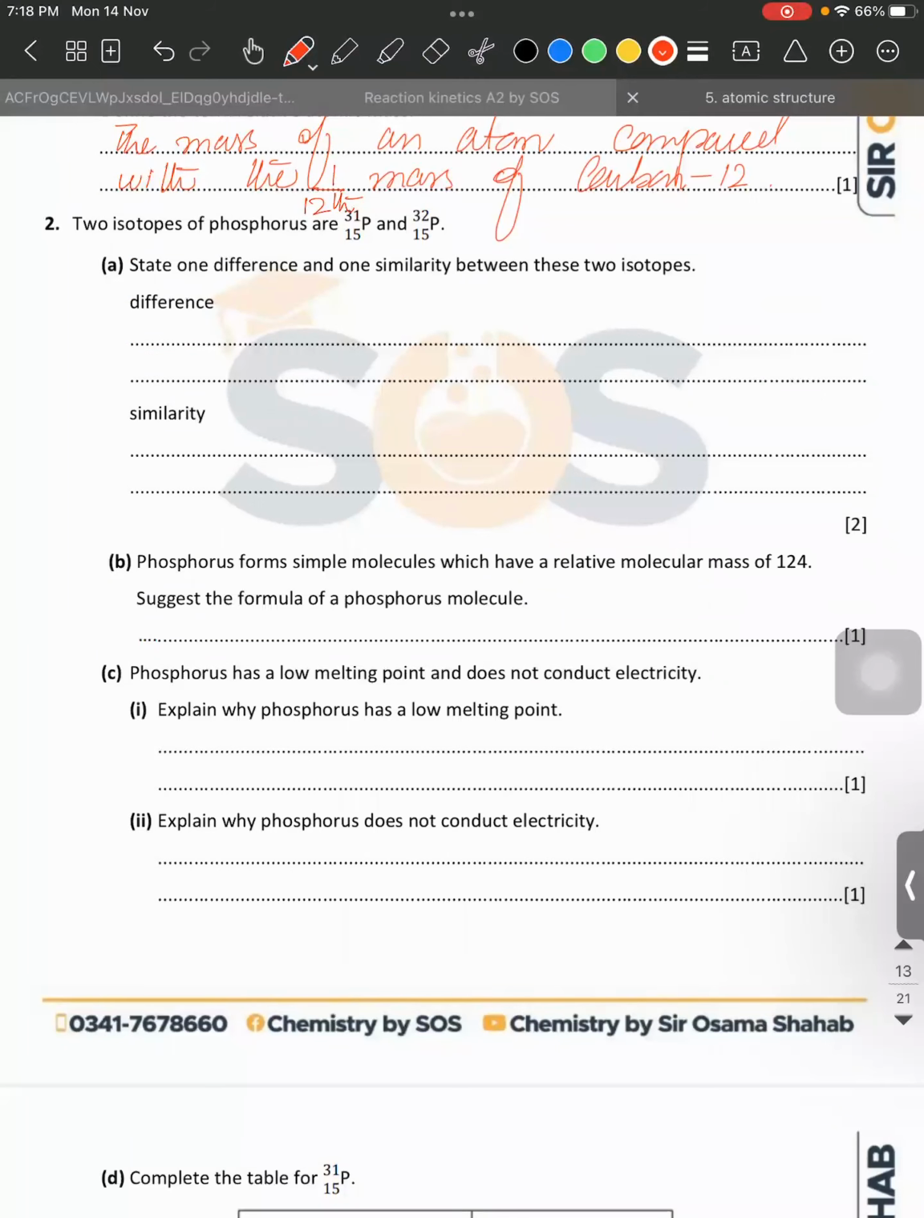So it's quite obvious in the question that the same thing is the smaller one. We know that the smaller one is the proton number. So you can say that the similarity is the same proton number, right? And what is the difference? If you focus on the top, the mass number is different, or the atomic mass is different, or you can even call this the nucleon number. So you can say different nucleon number.